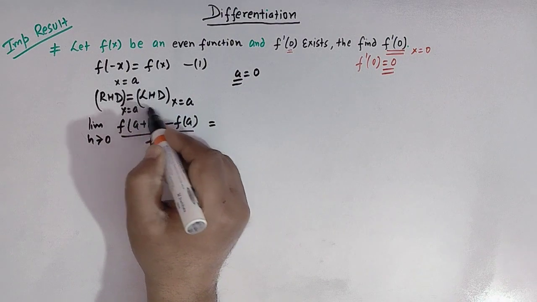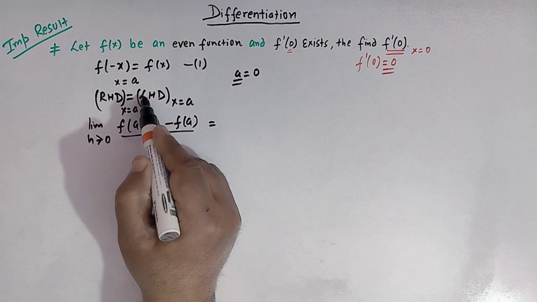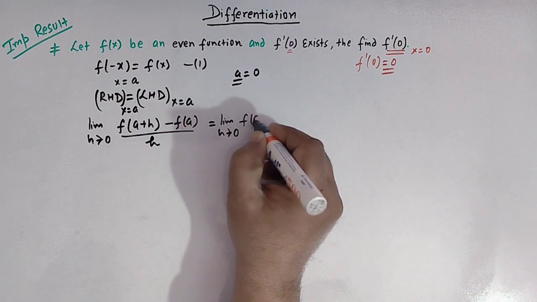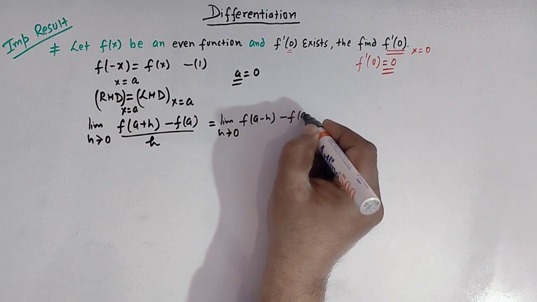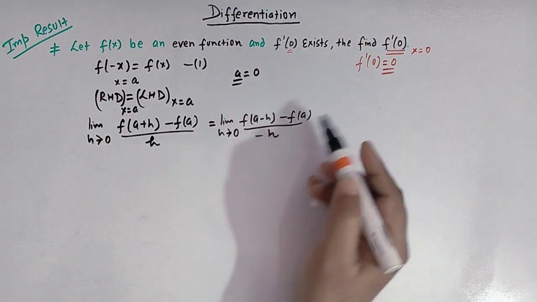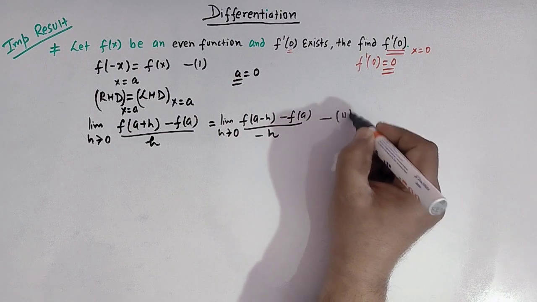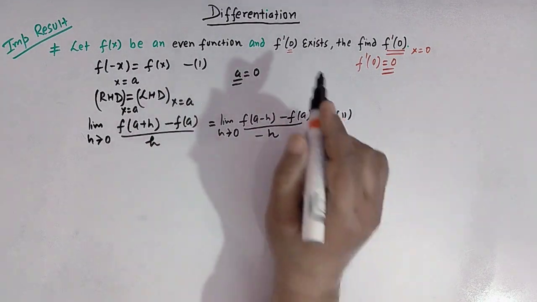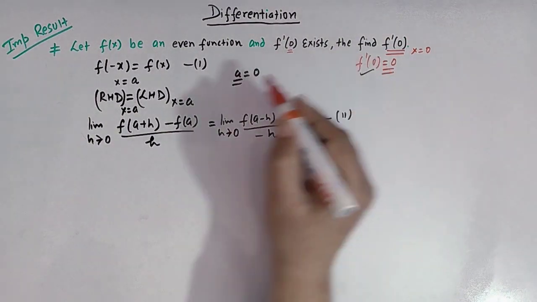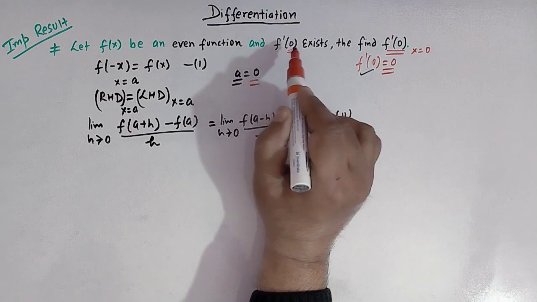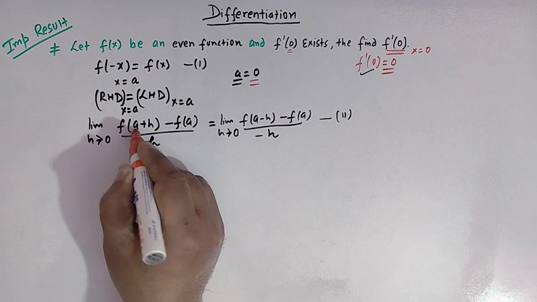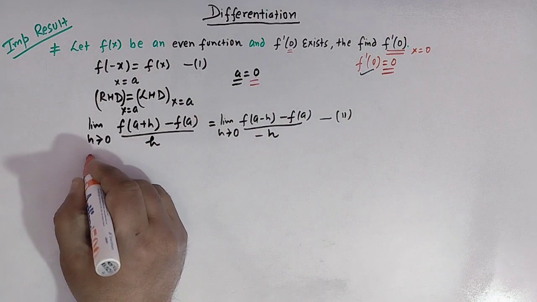And here, this is the right hand derivative, and the left hand derivative is limit h tends to 0, f of a minus h minus f of a divided by minus h, right? So we'll take the help of this equation to arrive at this result, right? So now here a is equal to 0 because we have to find f prime of 0, right? So a is 0.